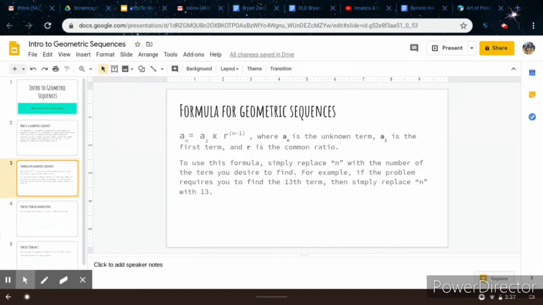So the formula for geometric sequences. The formula for geometric sequences is a_n equals a_1 times r to the power of n minus 1, where a_n is an unknown term, a_1 is the first term, and r is the common ratio. To use this formula, simply replace n with the number of the term you desire to find. For example, if the problem requires you to find the 13th term, then simply replace n with 13.